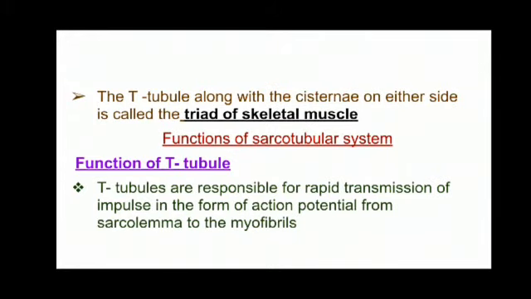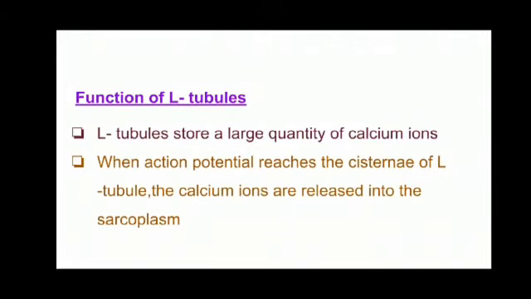Functions of sarcotubular system. Function of T tubule. T tubules are responsible for rapid transmission of impulse in the form of action potential from sarcolemma to the myofibrils. Function of L tubules. L tubules store a large quantity of calcium ions. When action potential reaches the cisternae of L tubule, the calcium ions are released into the sarcoplasm.